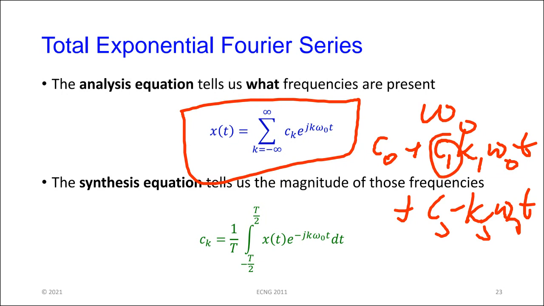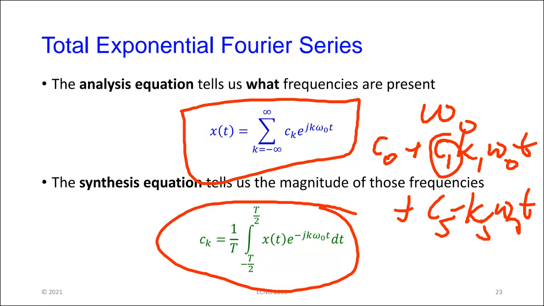And then for each of these, the C1, the C2, and C3, we can work out how much it is by performing an integral. So we take the same signal and we integrate it. We multiply it by this thing that looks like the Laplace transform, except instead of s, we have j k omega naught t. So for each of these k's, let's just use the positive numbers for argument's sake, but we know it's positive or negative.